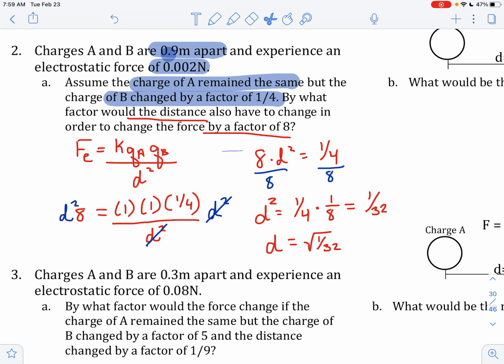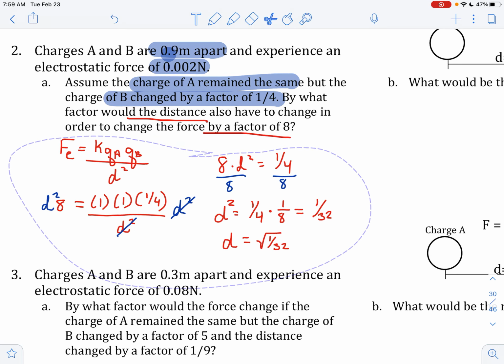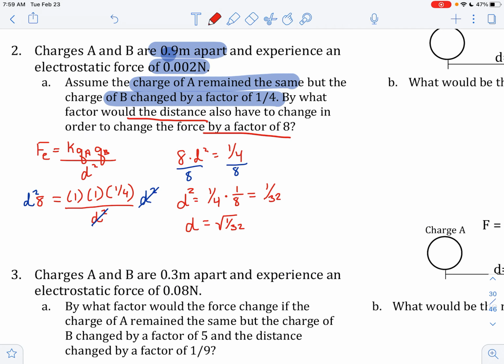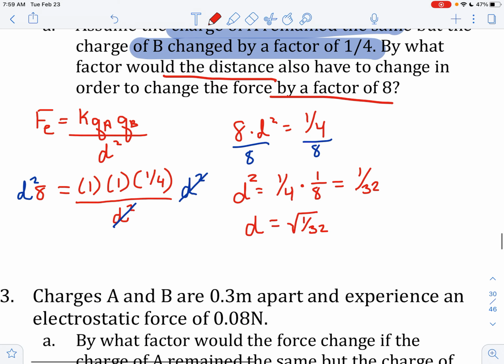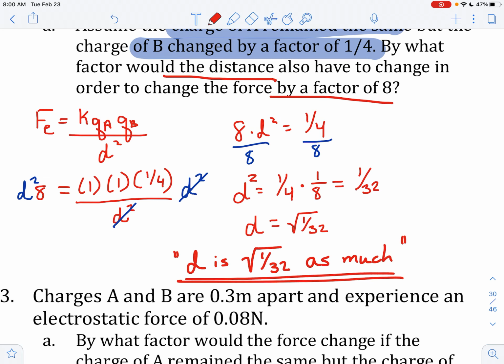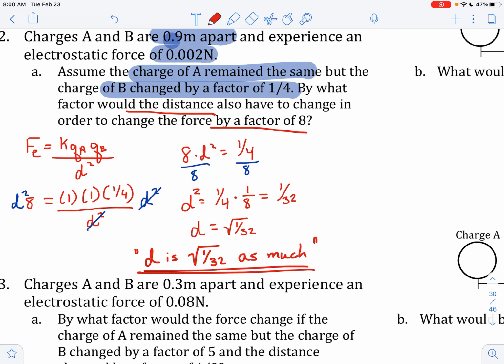Now this is not my answer. If you write D equals 1/32, that's wrong. It's not correct. This is the answer, because we want to know by what factor the distance would have to change. So we need to write here, D is the square root of 1/32 as much, or if you write the decimal for it, that's fine as well. So this is your answer. The answer is not equal to the square root of 1/32. That's the factor of change. D is the square root of 1/32 as much. Again, if you do use the decimal for that, that's totally fine as well.